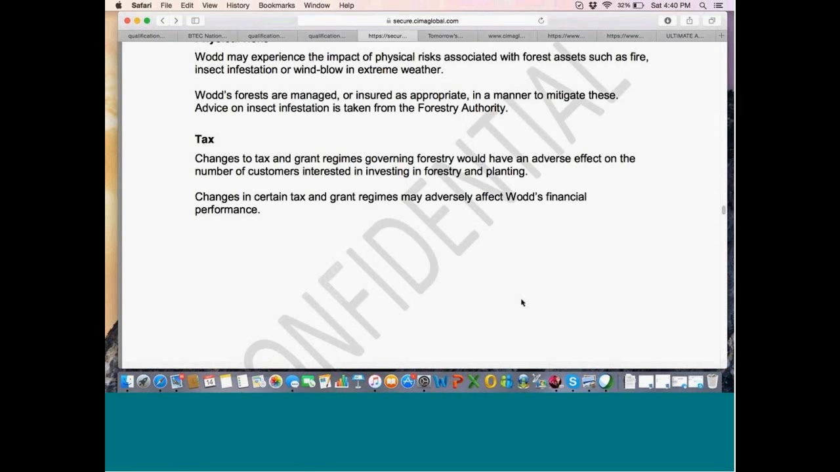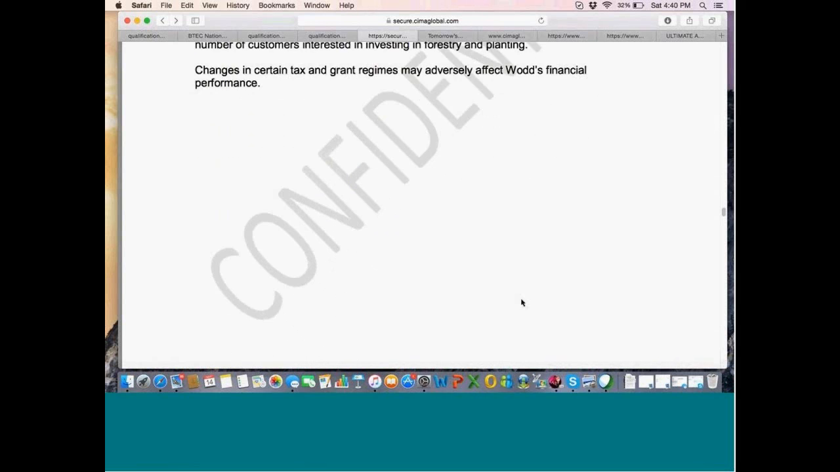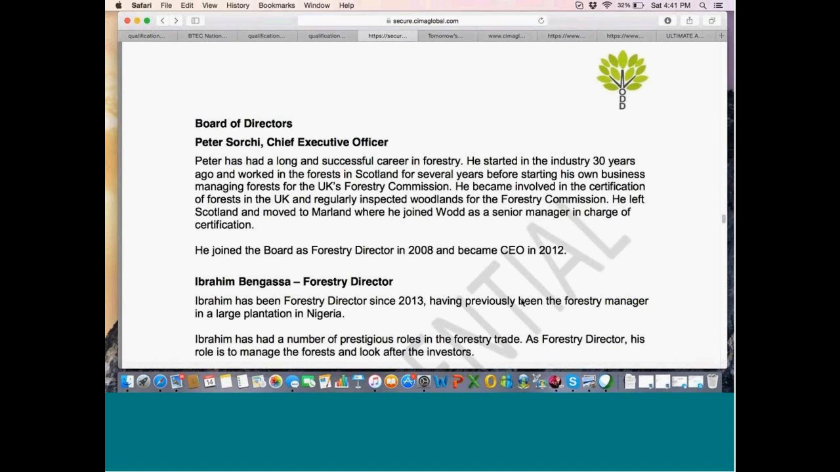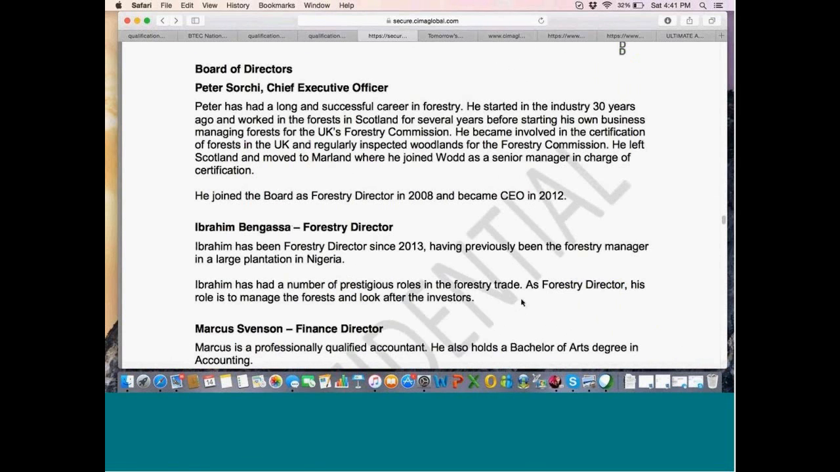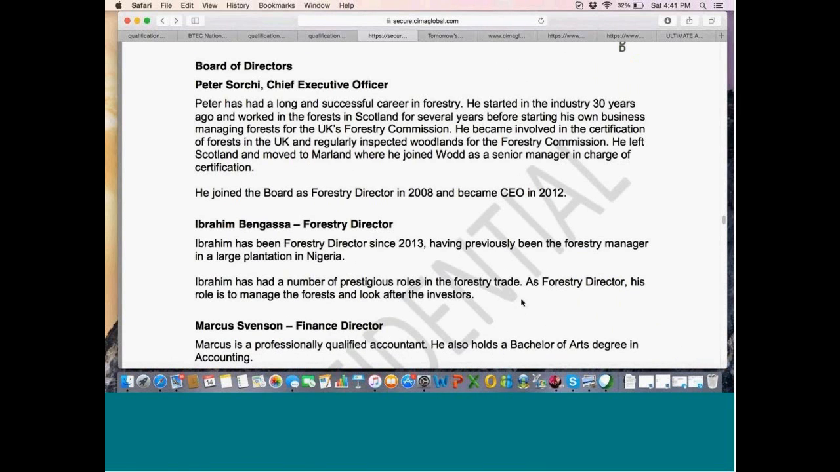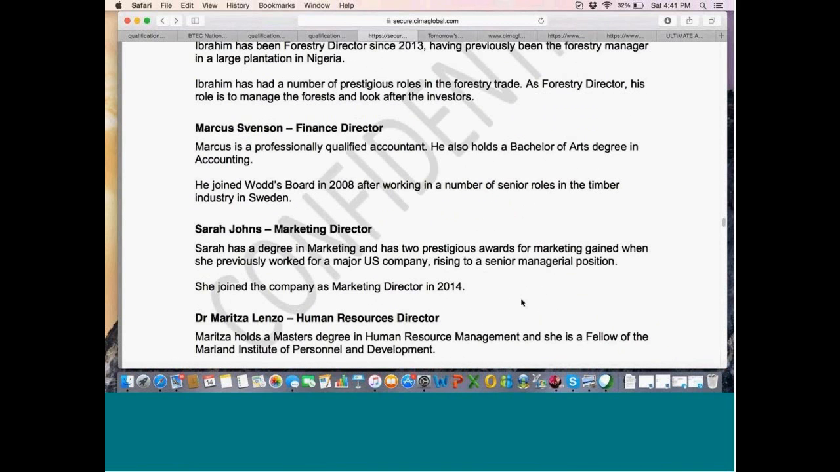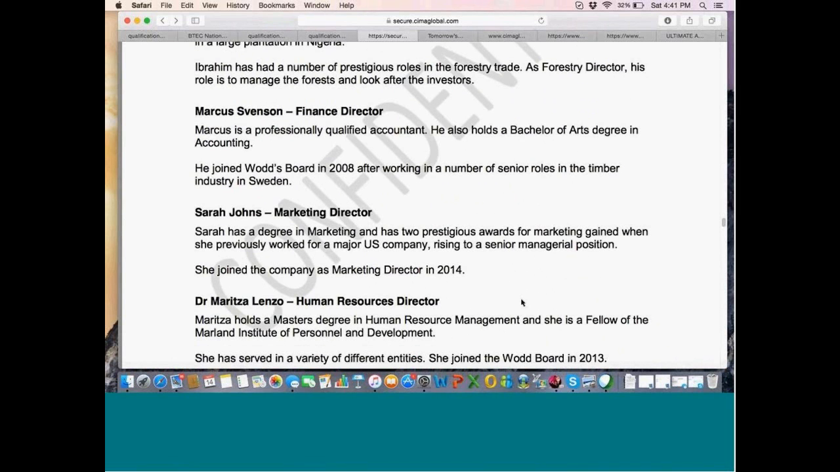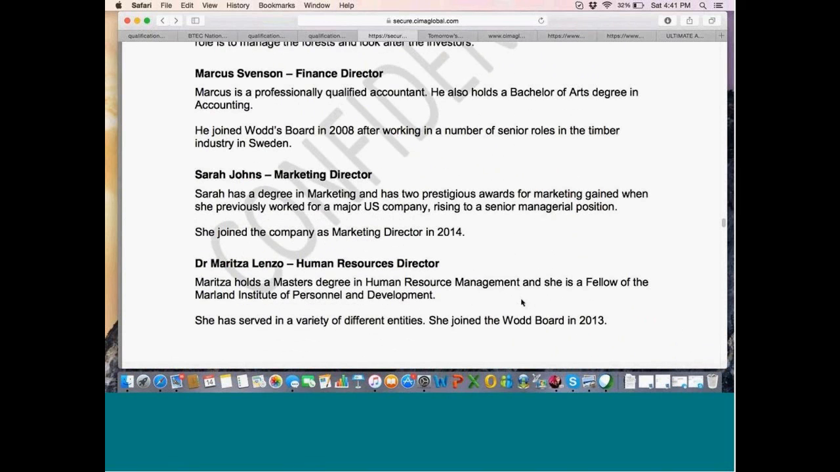Then we talk about the board of directors. Did anybody see some interesting things here with regards to the board of directors? This lady who is the human resource director, she's got a doctor attached to her name, but I don't see a doctorate in the lines that follow. Dr. Lenser, yes, but she holds a master's degree, so I don't know how she became a doctor. All right. Anything else?